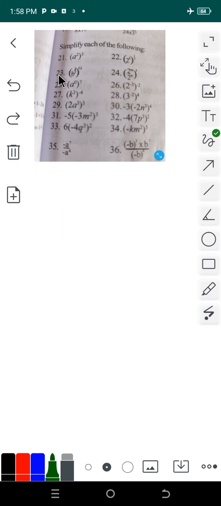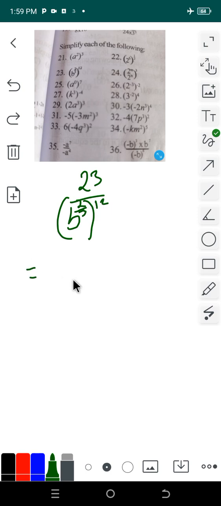Question number 23, we have it here to be. Let's write it out here. We have 23. We have b open bracket b to power 2 all over 3 close bracket to power 12. So if we are opening the bracket using the powers, we have b to power 2 all over 3 multiplied by 12.